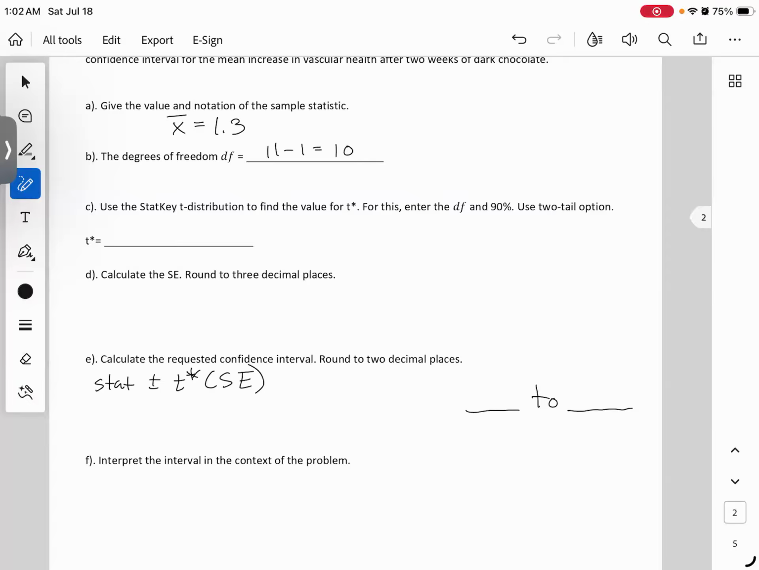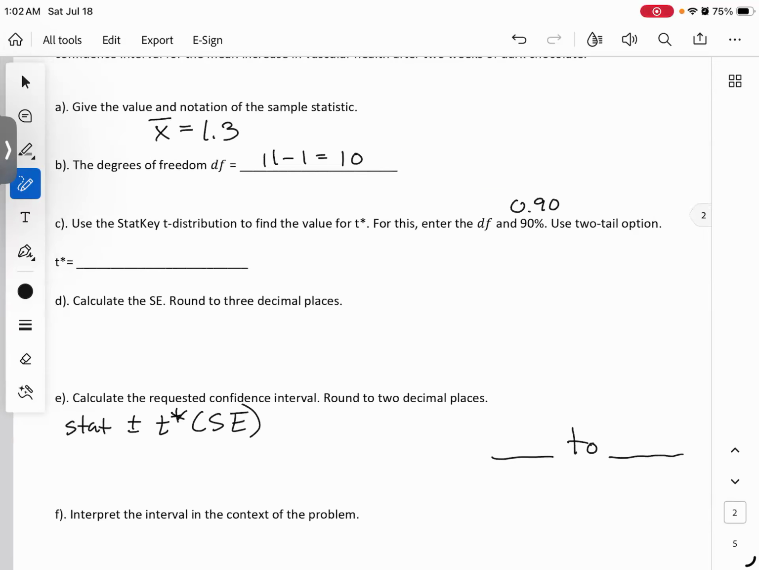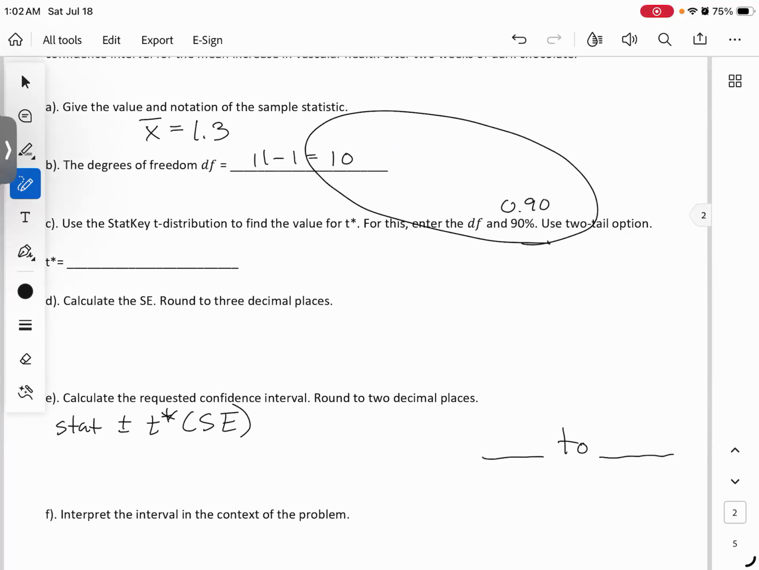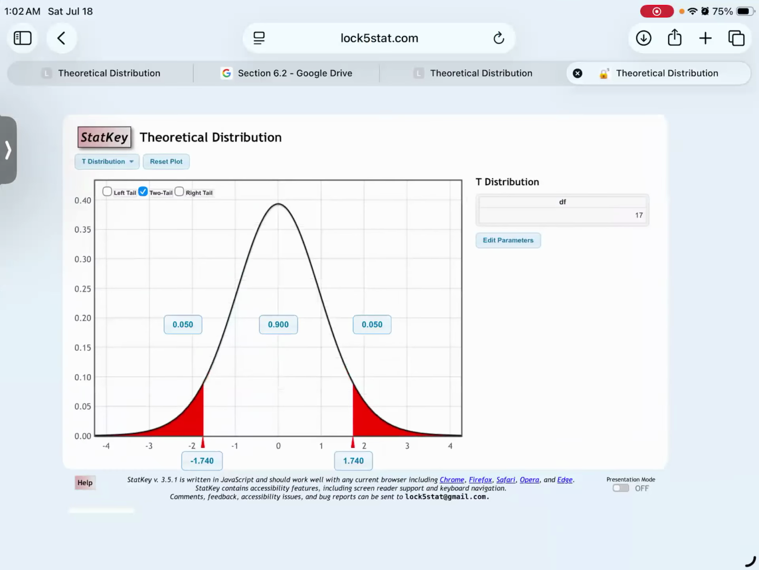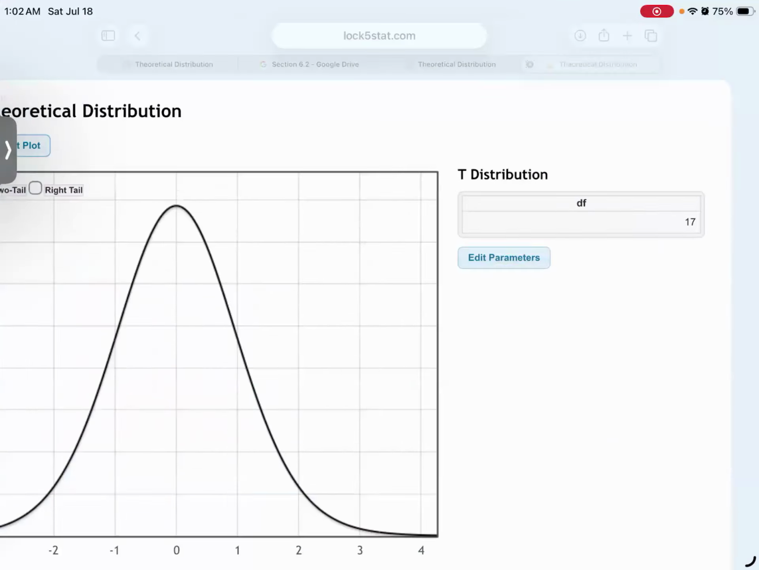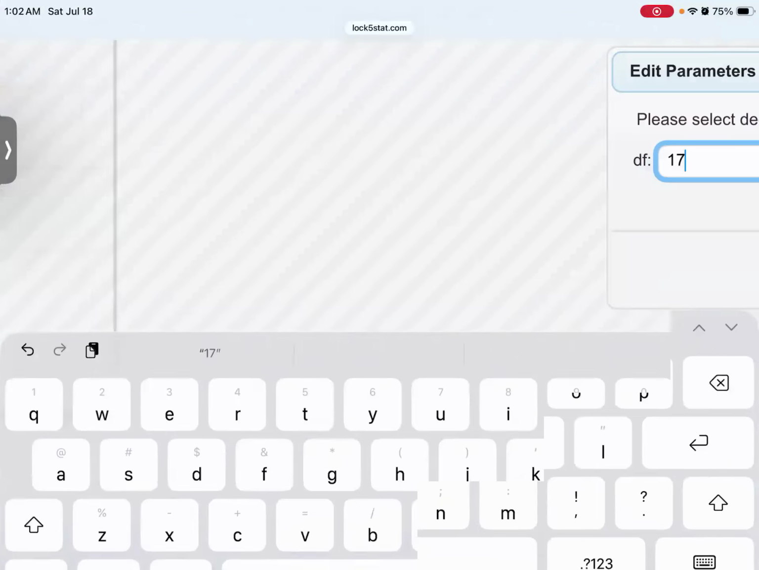And if we're doing a 90% confidence interval and we know the degrees of freedom, that's all you need. Just those two things. So we'd go to here. Again, I'm just going to wipe this clear, and right here fix the degrees of freedom to 10.